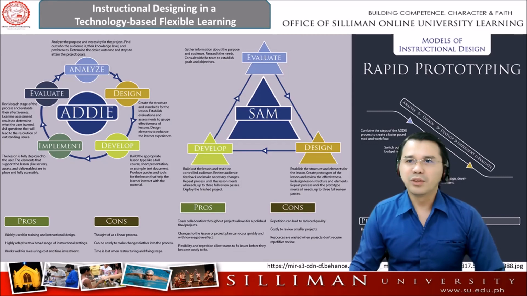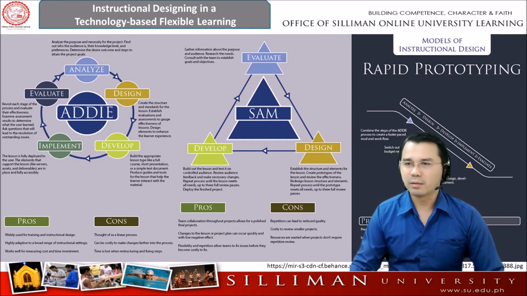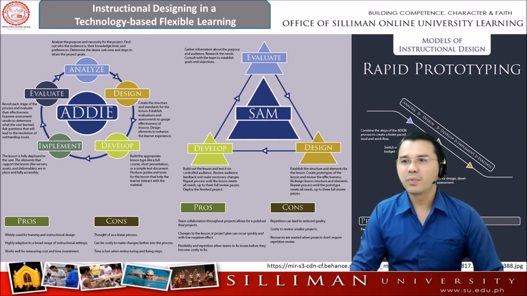For you to be able to see the differences of the three models that I introduced, an infographic is presented on the screen. The first is the ADDIE, or the analyze, the design phase, the develop phase, implement, and evaluate. For SAM, it starts obviously from design, develop, then to evaluate. For the rapid prototyping model, start first with analyze, you design, you develop, you implement, then you evaluate.